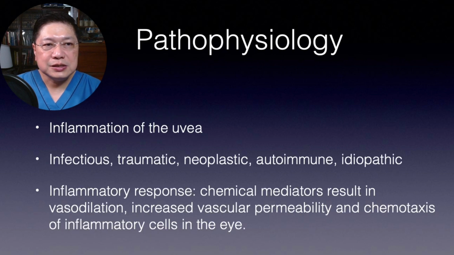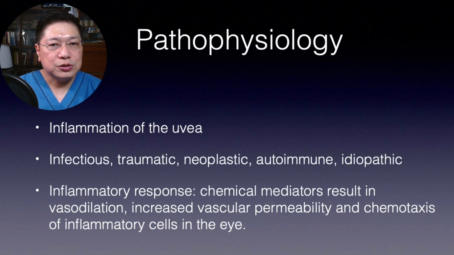Now, uveitis is the inflammation of the uvea. Of course, just by the name, you know that it's an inflammation of the uvea. And it could be infectious, it could be traumatic, it could be neoplastic, autoimmune, or idiopathic, meaning we don't know what caused it. It's just there. It's basically an inflammatory response with chemical mediators resulting in vasodilation. So you have very large blood vessels and increased vascular permeability. It's leaking. Those blood vessels are not just large, they're also leaking.